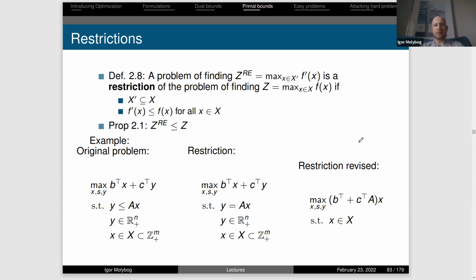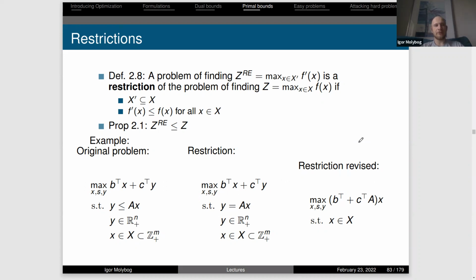And the question of getting very good primal bounds is an extremely important thing. And therefore, you are normally not just looking for any feasible solution. You are looking for a very good feasible solution. And for that, we are using heuristics.